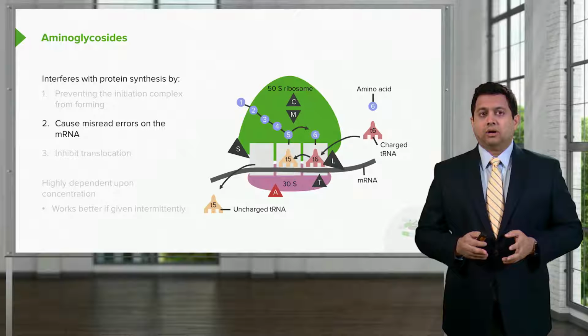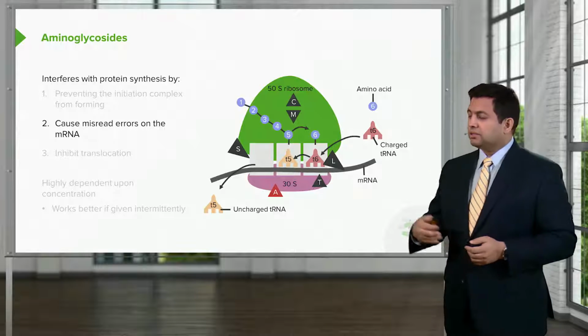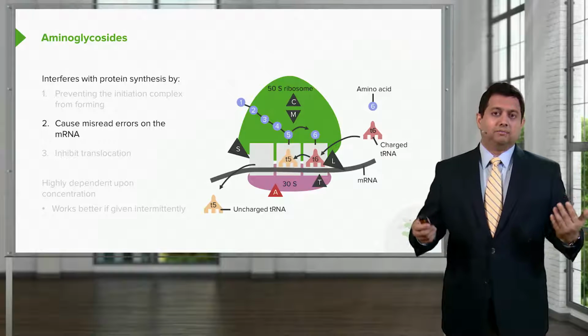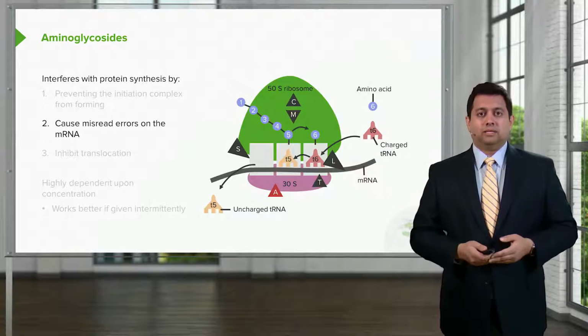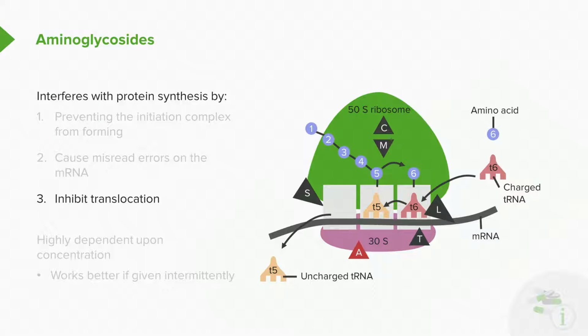It can also cause misread errors on the messenger RNA. So the messenger RNA is now prone to making mistakes. Instead of putting in amino acid number 5, it'll put in amino acid number 11, for example. The other thing that happens as well is that it does cause some inhibition of translocation, which is another potential mechanism that these drugs use.